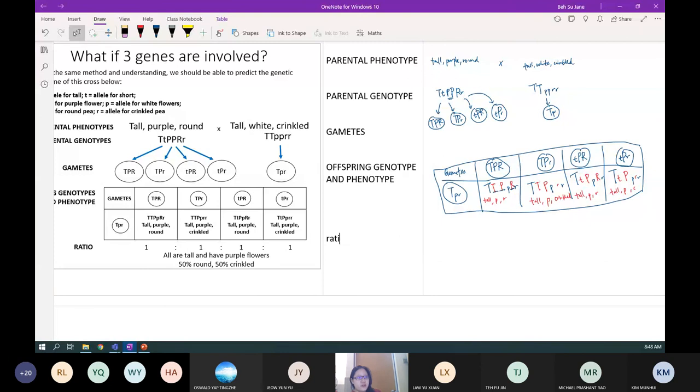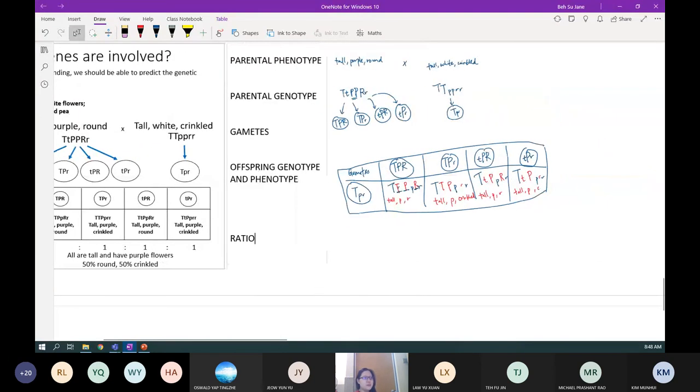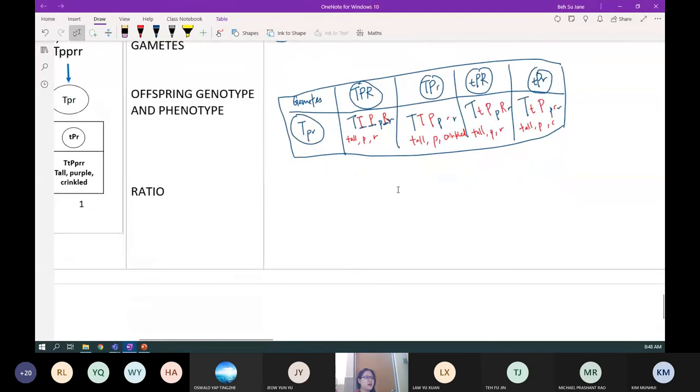So we have here something very interesting. You can see here that I can write it as tall, purple, round, two. Tall, purple, crinkle is one, two, one. Or I can write, okay, it's two to two, which is one to one, right? Because this and this is the same, this and this is the same. So this is what you should get.